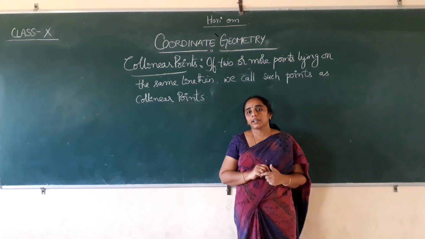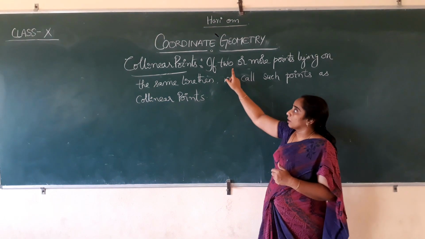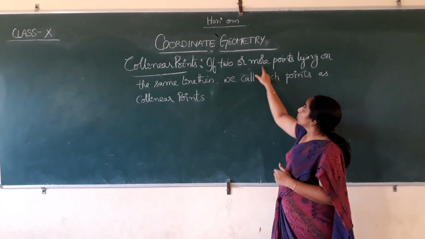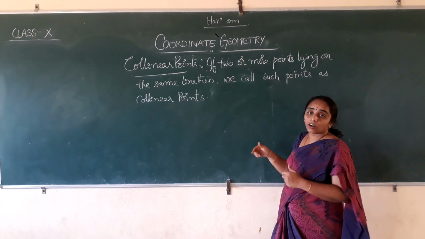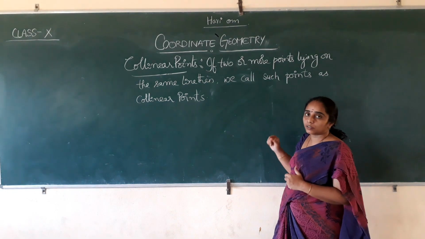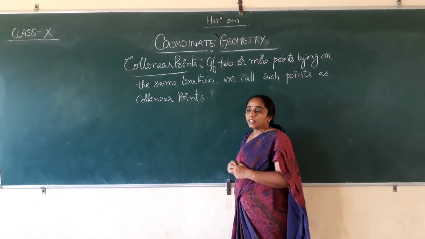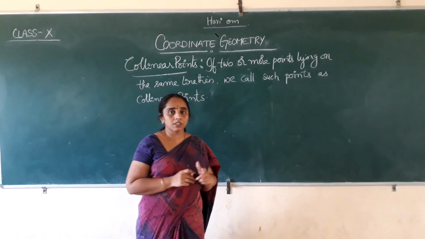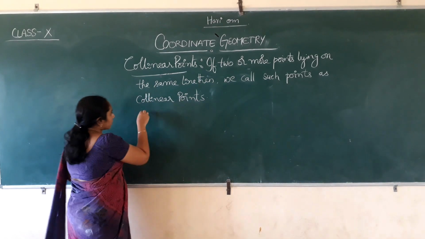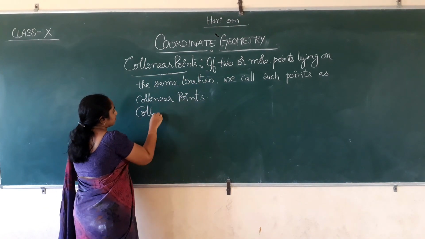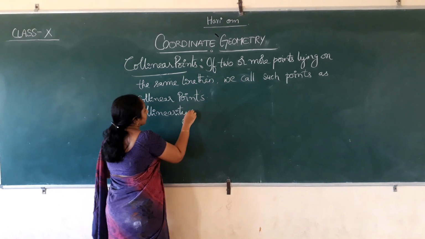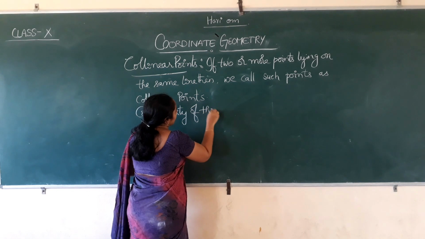We are going to discuss the collinearity of 3 points. Before going to that, collinear points are two or more points lying on the same line. Here in this chapter, we are going to discuss the collinearity of 3 points.